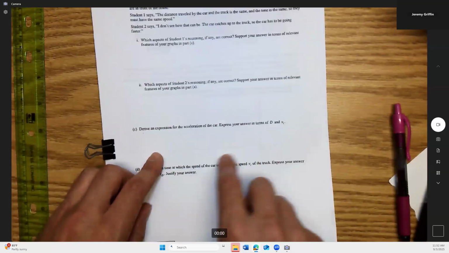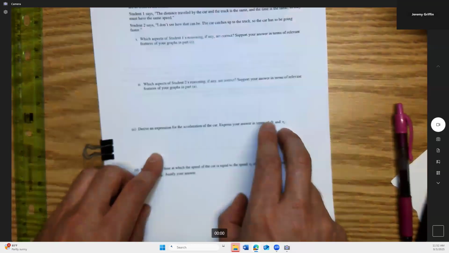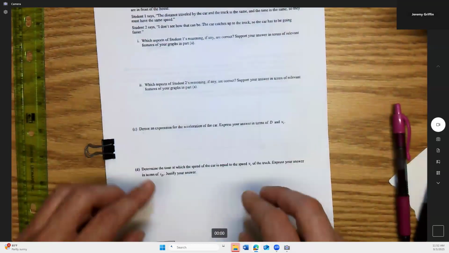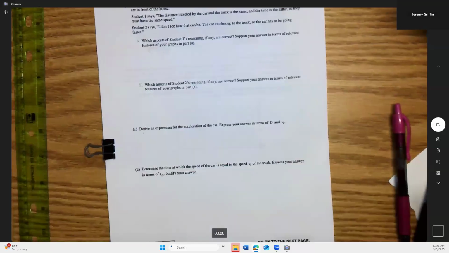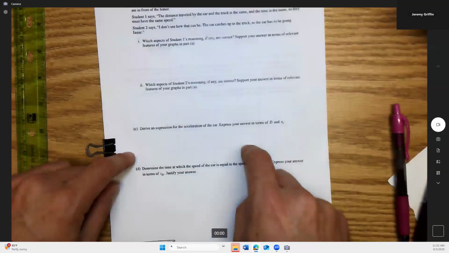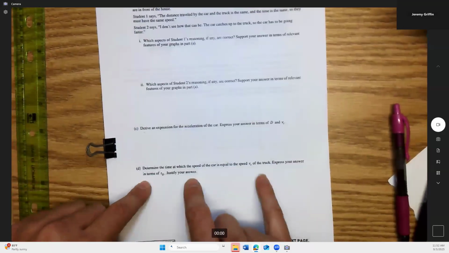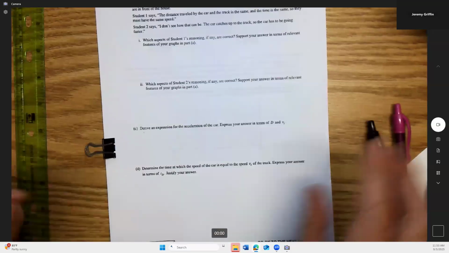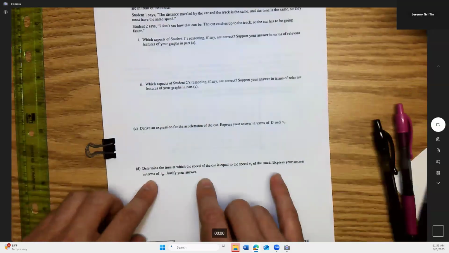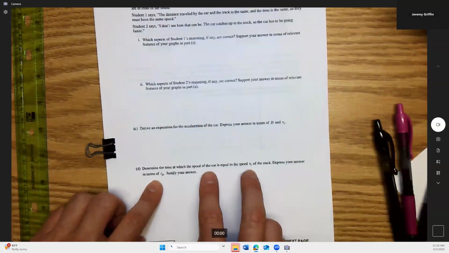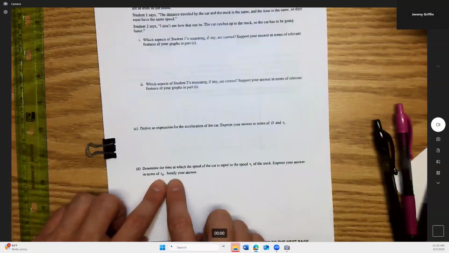So can you come up with a derivation that's only in terms of distance traveled and the speed of the truck, but not in terms of the time? Maybe it substitutes out possibly some way, or maybe you can figure out. Great, there might be different ways to get that. Okay? And then D, determine the time in which the speed of the car is equal to the speed of the truck. Express your answer in terms of the time to reach the house, T sub D.